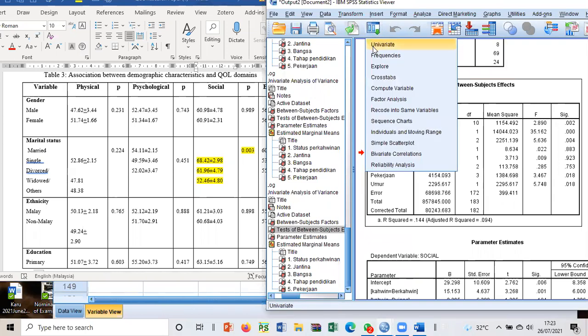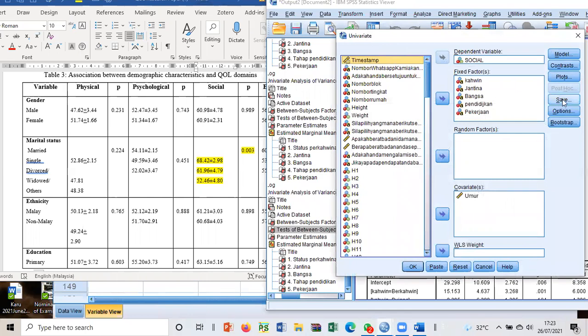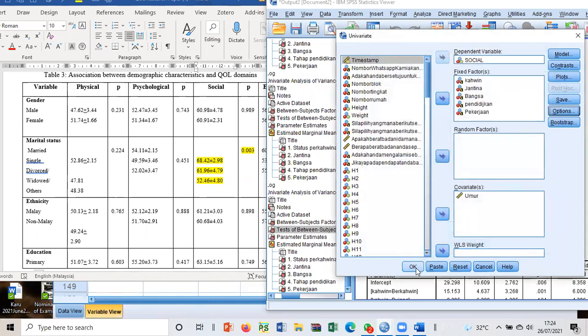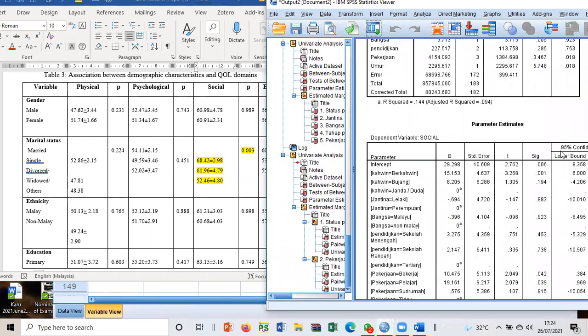So follow this. Under option, yours will be EM means. I want to know how the marital, it's not marital, it's different. Take out this, and pekerjaan, right? Next pekerjaan, okay. Now click this button to check who's different. Use this function, this method. This is not very accurate. Bonferroni, continue and click OK. So look at this table.